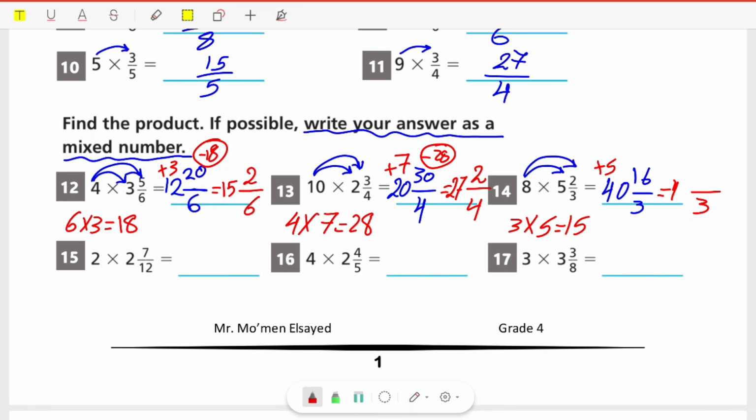So the 3 remains the same as the denominator, and the 5 we're gonna add to the whole number, it will be 45, and then we're gonna subtract 15 from here. So 16 minus 15 equals just 1. So the answer will be 45 and 1 over 3. So easy, right? Okay, so I will let you do 15, 16, 17 on your own.